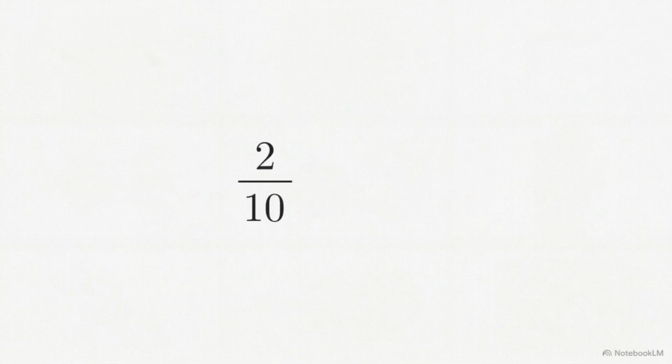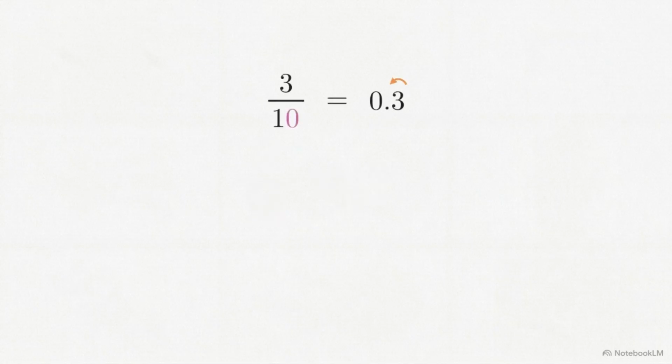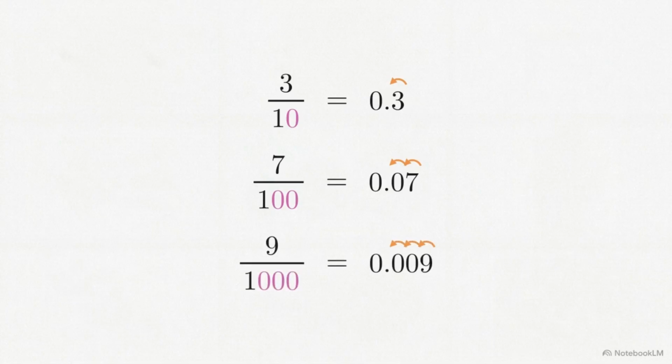To convert this, you just count the 0 in the denominator. Here, there is 1. Then you take your numerator and shift the invisible decimal point one space to the left, giving you 0.2. Fractions with a base 10 denominator require zero actual calculation. You are simply repositioning a decimal point to rewrite the exact same value in a new format.